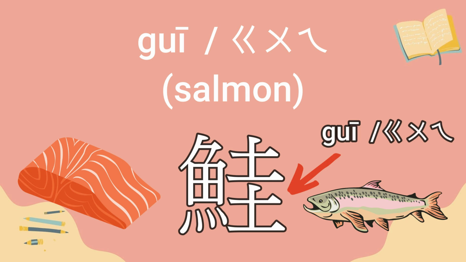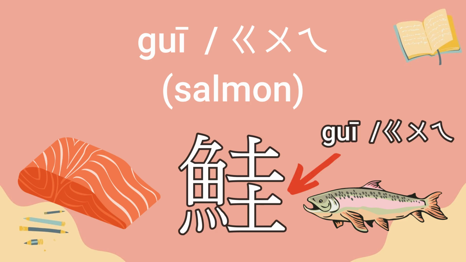So almost every type of fish is under this type of character, phono-semantic compound. So you basically just see this part and you know how to pronounce it, okay? Of course, if you learned them before. Okay, now little by little we are on our way.